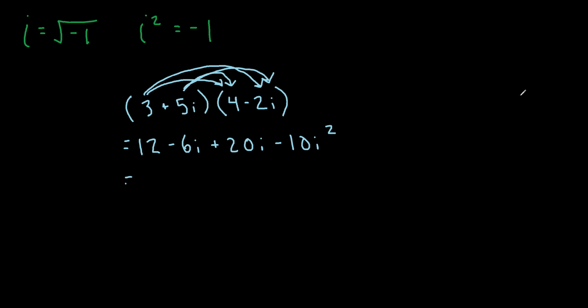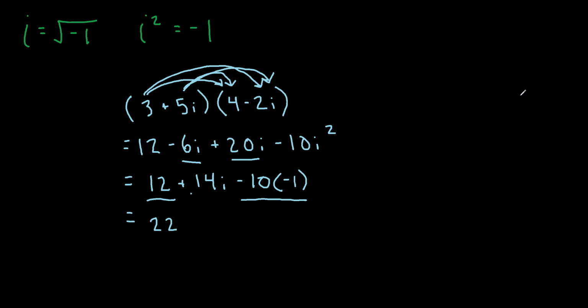Okay, so let's go ahead and combine these two terms right here that both have an i. So -6i plus 20i, that's plus 14i. And then we have -10, and remember, i squared we said is -1. So we'll say this is just a -1. So we get 12, let's combine this 12 with this -10 times -1, that's positive 10. So we really have 12 plus 10, which is 22. And then we have plus 14i. And that will be our final answer. 22 plus 14i.